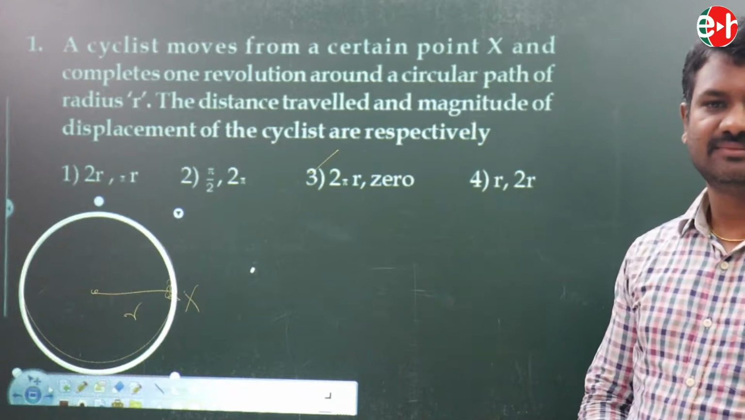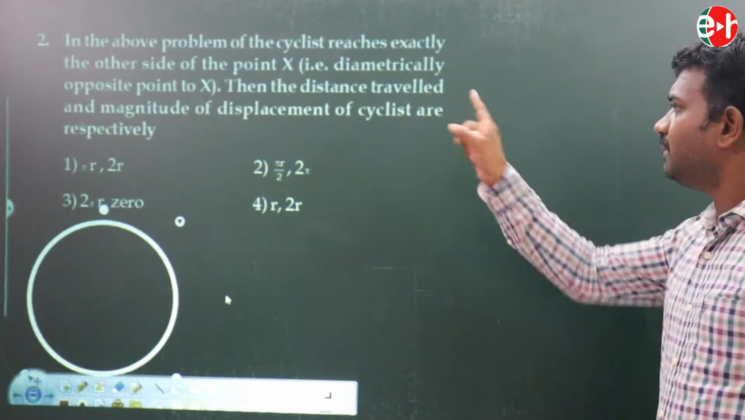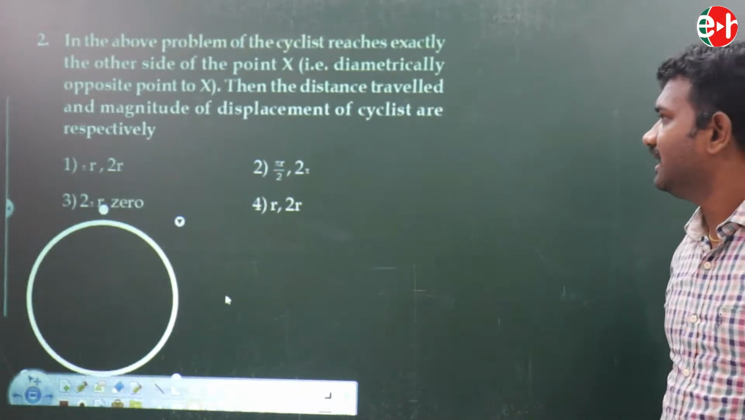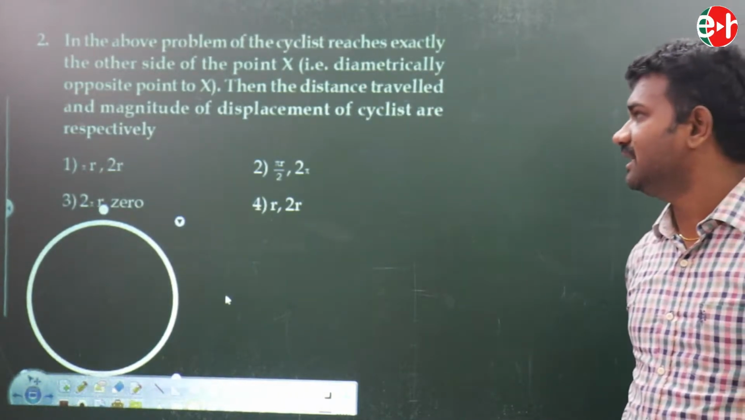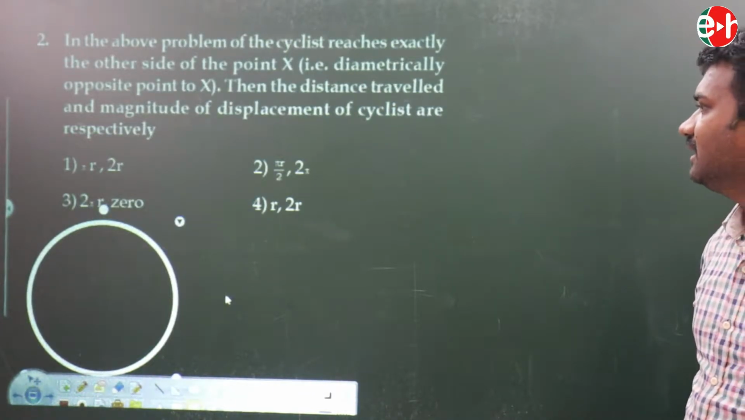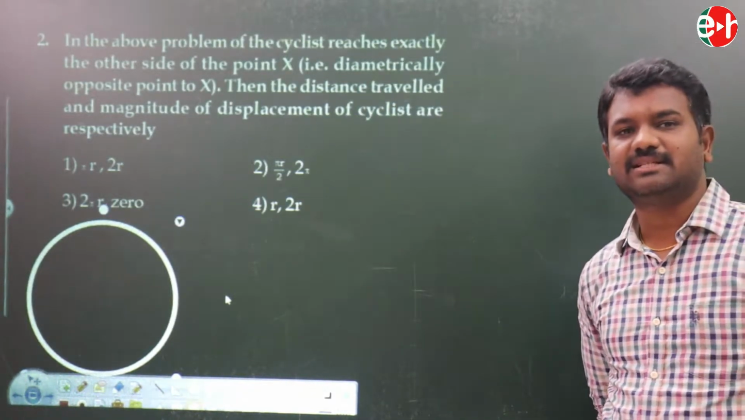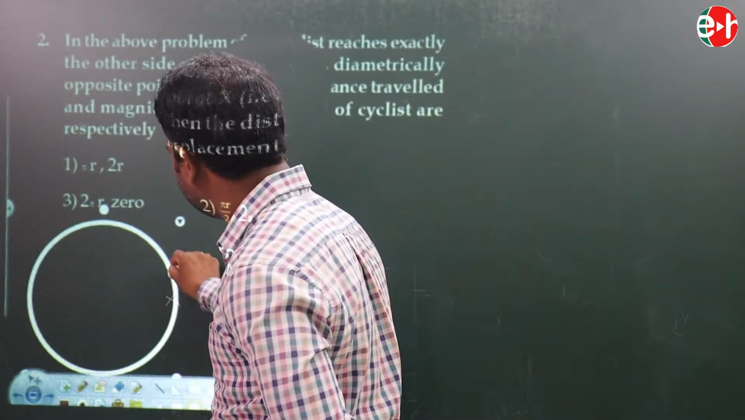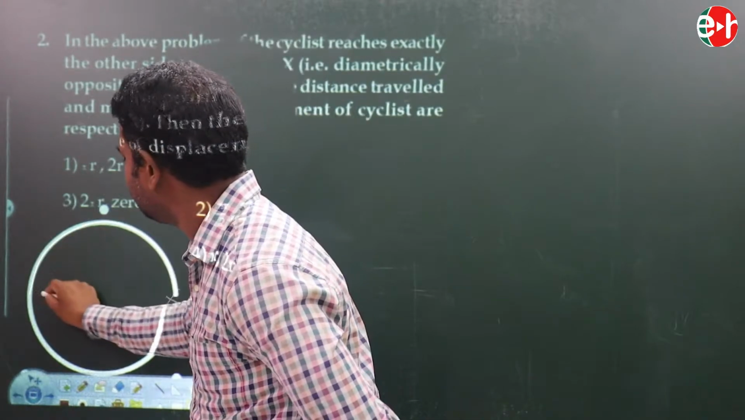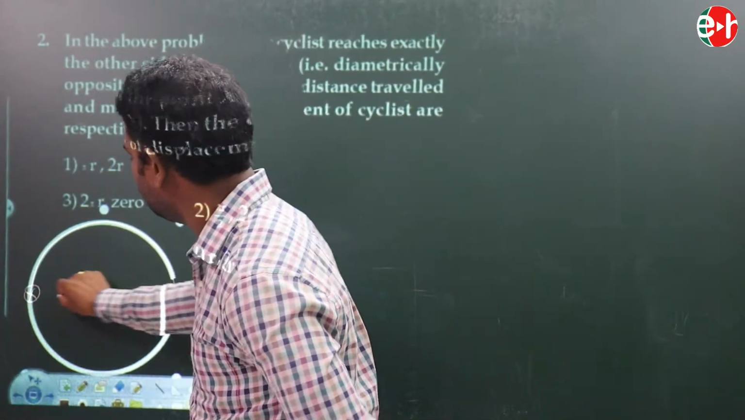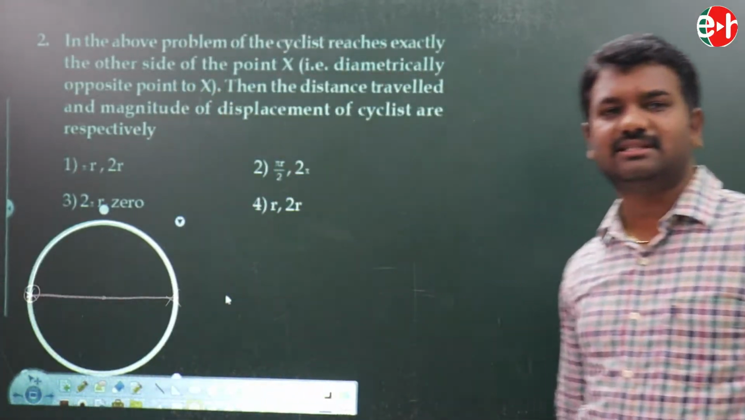Very easy question. Next, in the above problem, if the cyclist reaches exactly the other side of the point X, that is, the diametrically opposite point to X, then what are the distance travelled and displacement of the cyclist respectively? He started here, travelled like this and reached this exactly opposite point. Then what is his distance and what is his displacement?